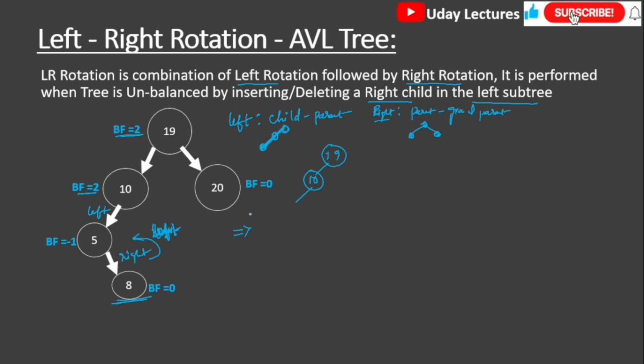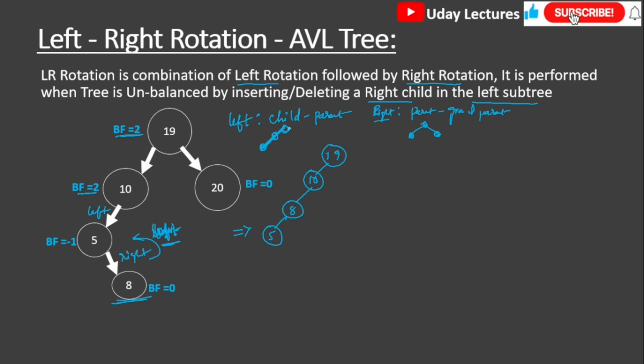What is left rotation? We will try and push the parent node to the left side. So the child node becomes parent, and the present parent node goes to the left side. Since we are pushing a node to the left side, that is why we call that left rotation. If you are pushing something to the right side, that is when we call that right rotation.